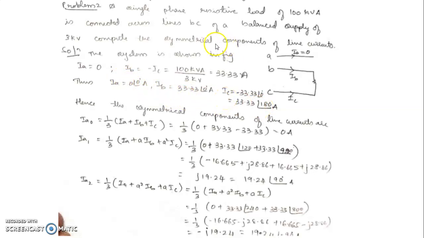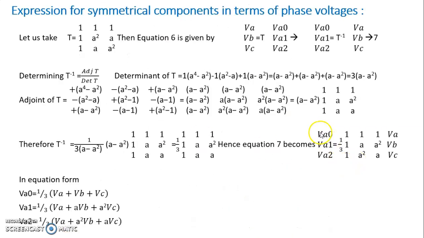Using this, I will calculate the symmetrical components IA0, IA1, IA2. So IA0 is given by the equation 1/3 (IA + IB + IC). In the previous, I also said that the formula is very important. So just look here: instead of VA0, VA1, VA2, I have taken IA0, IA1, IA2. This formula I have to retain, so this I am using.